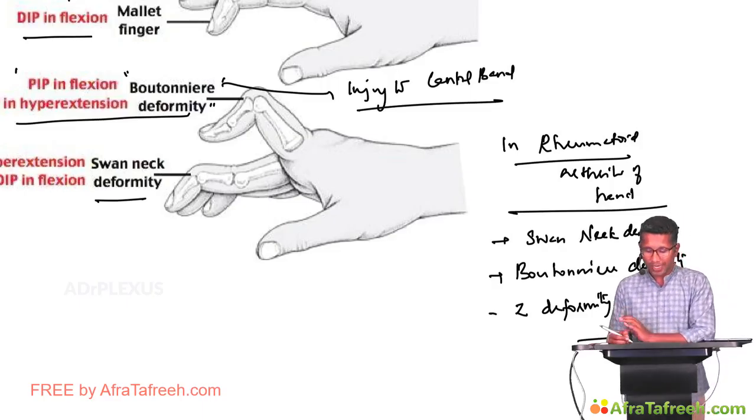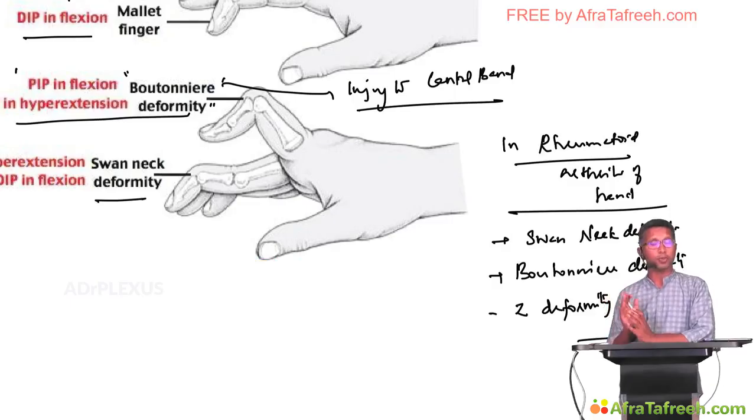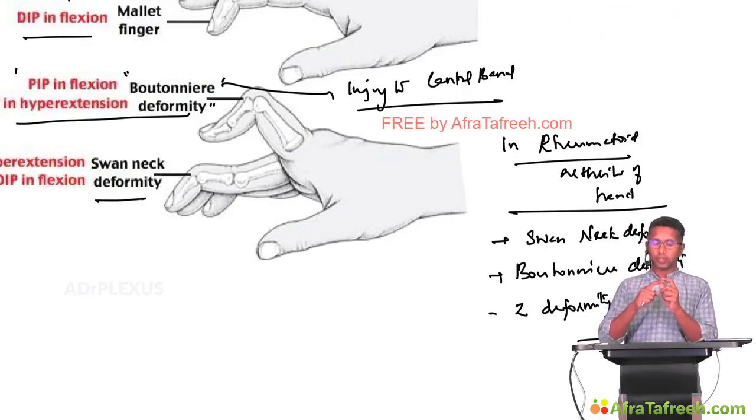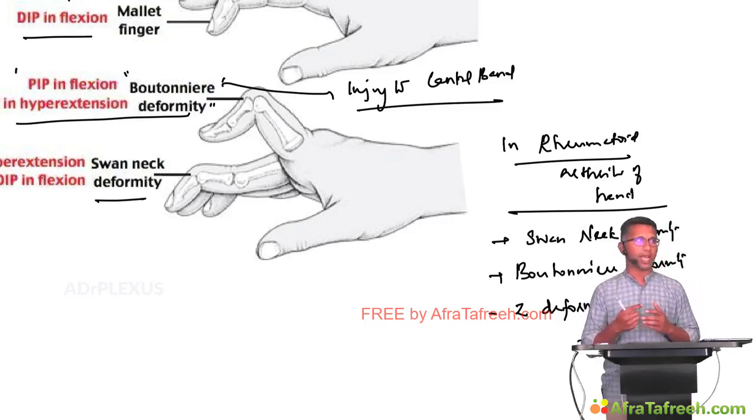So these are certain deformities which you will see in rheumatoid arthritis. Rheumatoid arthritis, as you all know, is an inflammatory arthritis. It affects the small joints of the hand, and it can classically result in swan neck deformity, Boutonniere deformity, and Z deformity. Usually mallet finger deformity is not seen in rheumatoid arthritis. It is due to avulsion of the attachment of the extensor digitorum tendon at the distal phalanx that results in mallet finger. So please be clear on this. These are the deformities of the hands in rheumatoid arthritis.